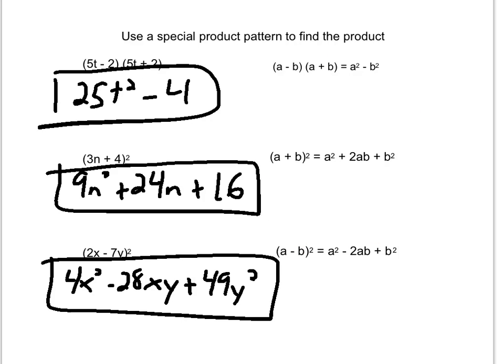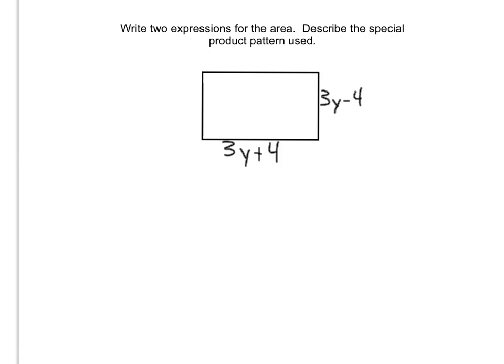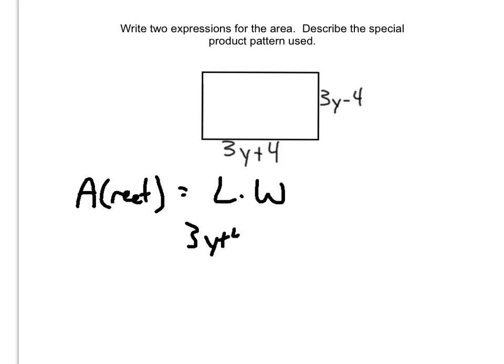And I've got one more example for you. Here it says to write 2 expressions for the area and describe the special product pattern used. Well, this is a rectangle, so we know how to find the area of a rectangle. That's length times width. So one way to write the expression of this area is the length times the width. So we've got 3y plus 4 times 3y minus 4. Okay, there's one expression. Now, the second expression is just simplifying this.